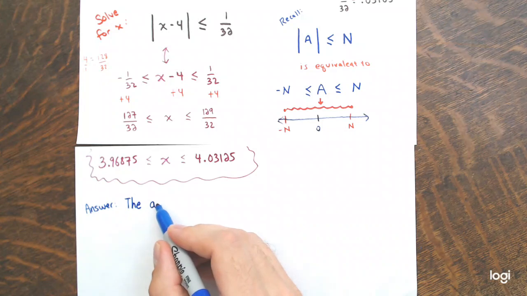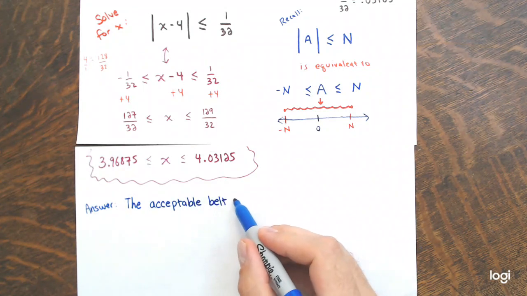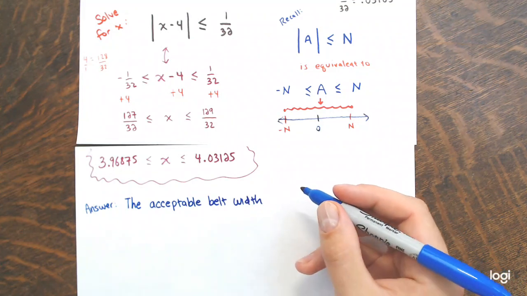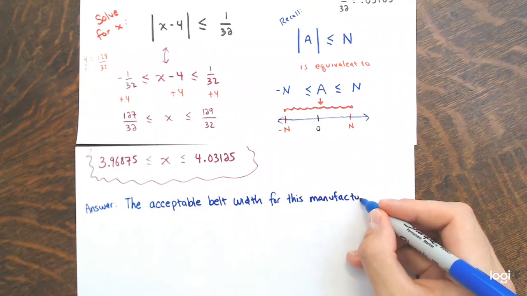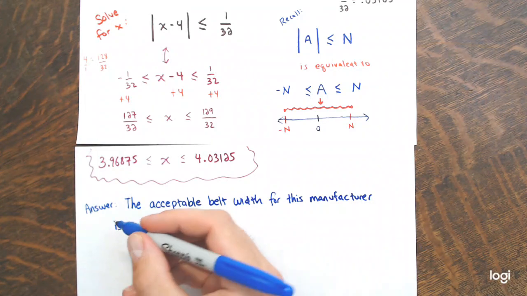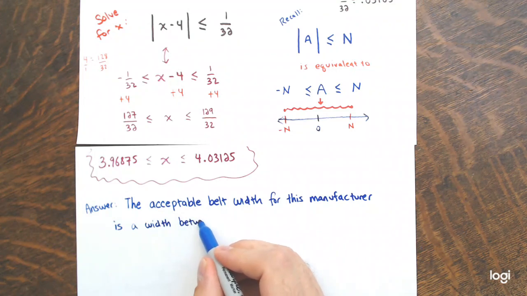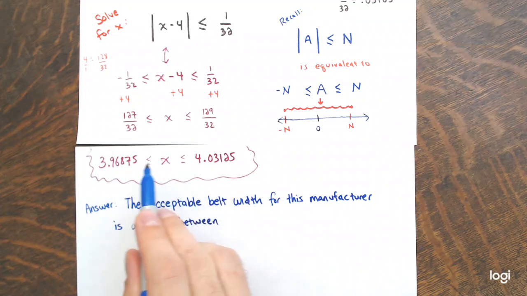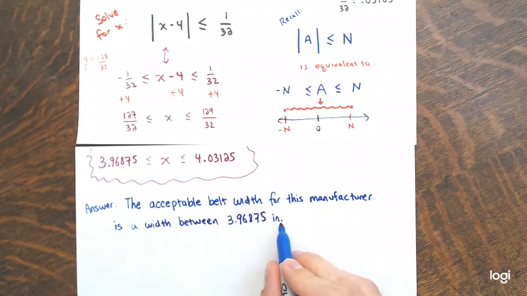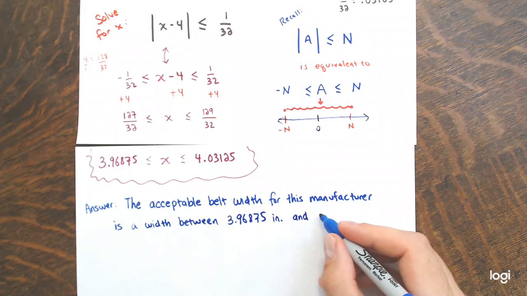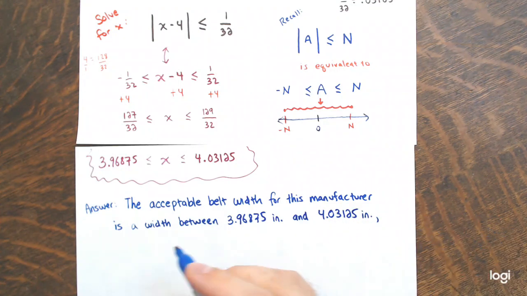So the acceptable belt width for this manufacturer is a width between, x being the belt width, is between 3.96875 inches. Let's put IN period, the abbreviation for inches, and 4.03125, 4 1/32 inches. And then I'll throw the word on, comma, inclusive.